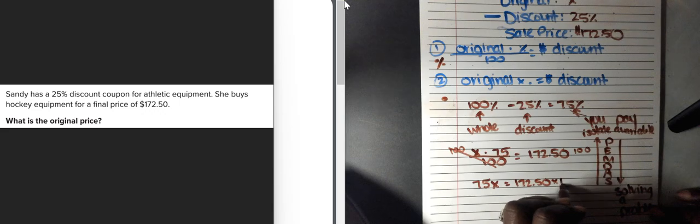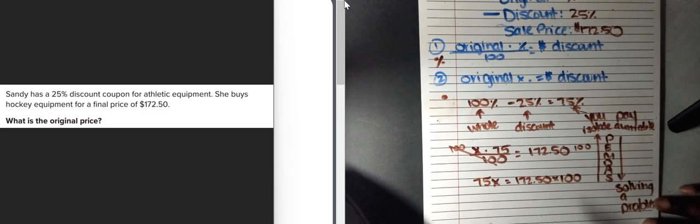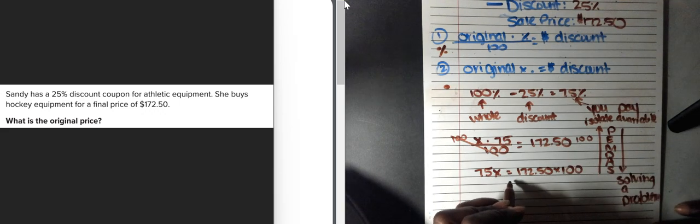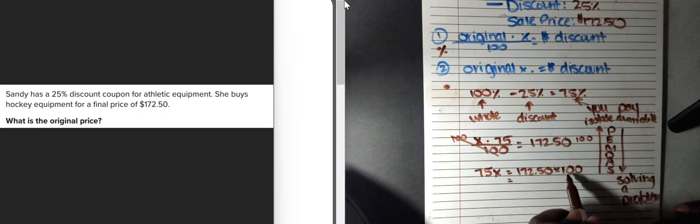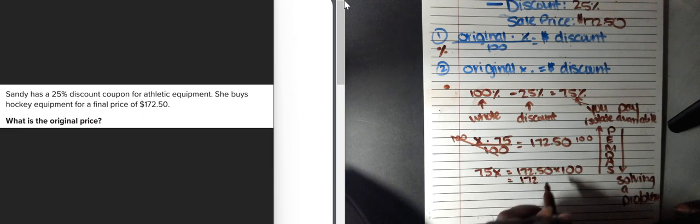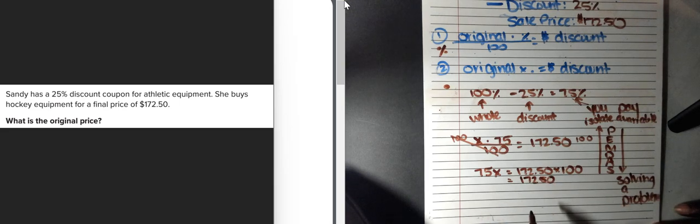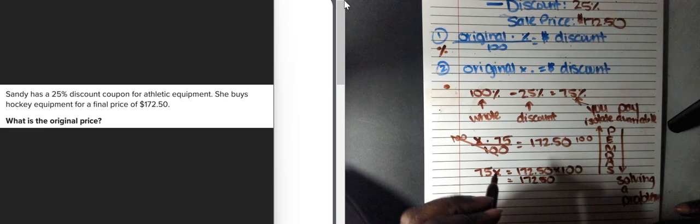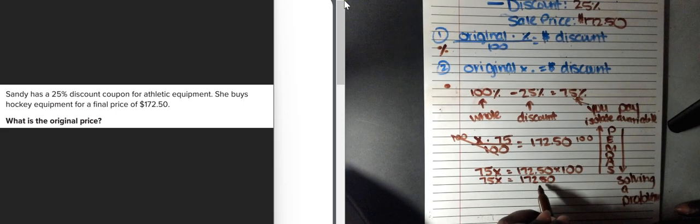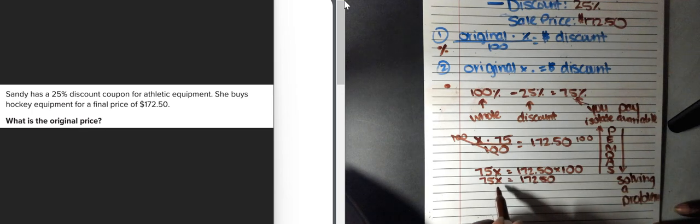$172.50 times 100. And remember, in our previous videos, we know how to move our decimals, so we don't necessarily have to calculate it. I know that if I'm multiplying by 100, I just need to move my decimal 2 places to the right. So that would be the same thing as 17250. You can plug that into the calculator if you need to double check. So we have 75x is equal to 17,250. And then I see here that X is still not isolated.